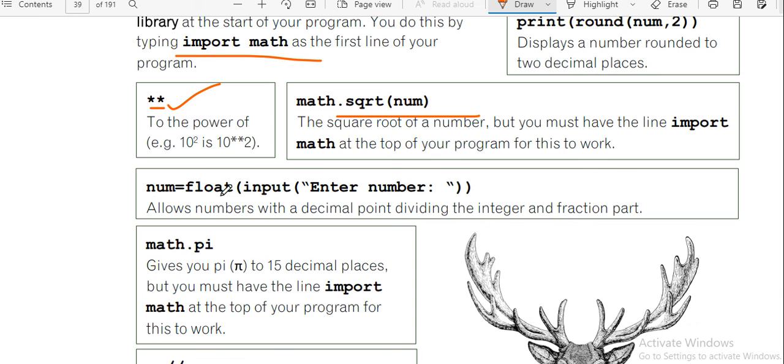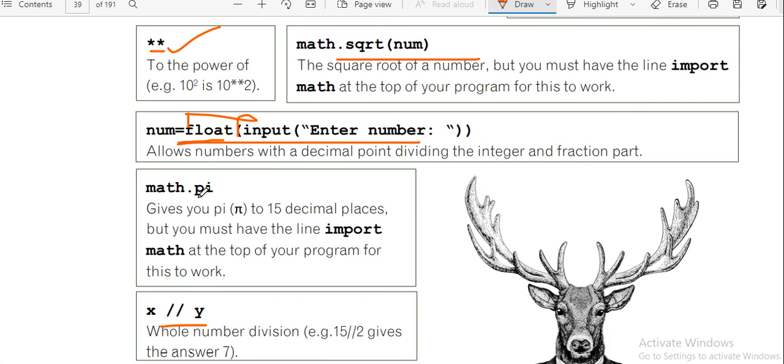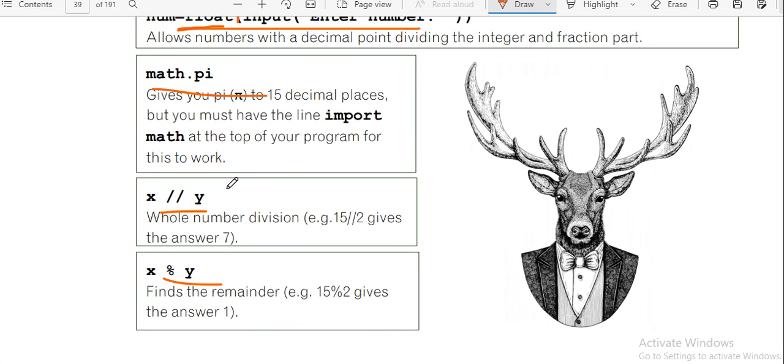And then, if you want to take a number not as an integer but as a float, then you can just add here the data type float. This I already told you: whichever data type you want to take the input in, you can just write the data type here before this. Okay.